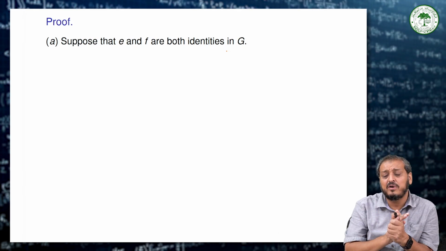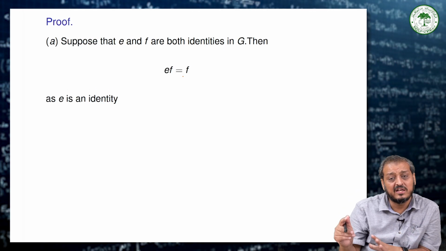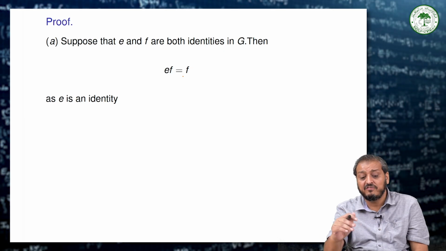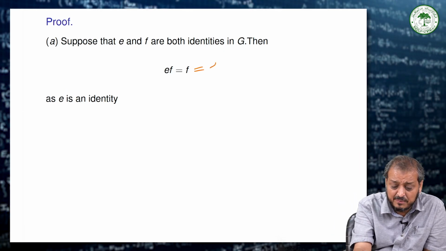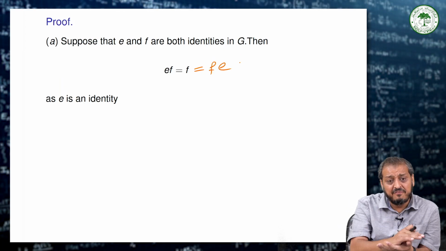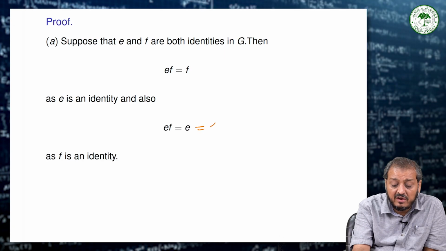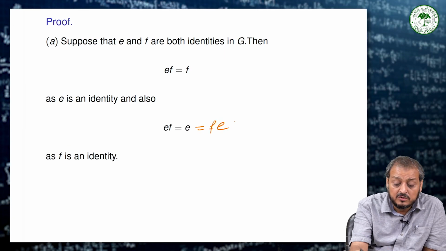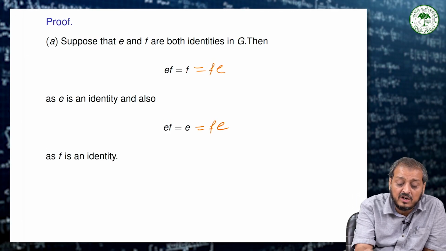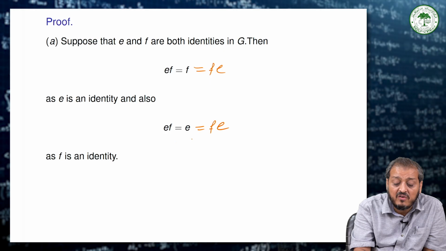If E is the identity element of G, then E composed with F is equal to F, because E and F are both elements of G. If E is working as an identity element, then EF is equal to F, and also FE is equal to F. In the other way, if F is working as an identity element, then EF is equal to E, and FE is equal to E.